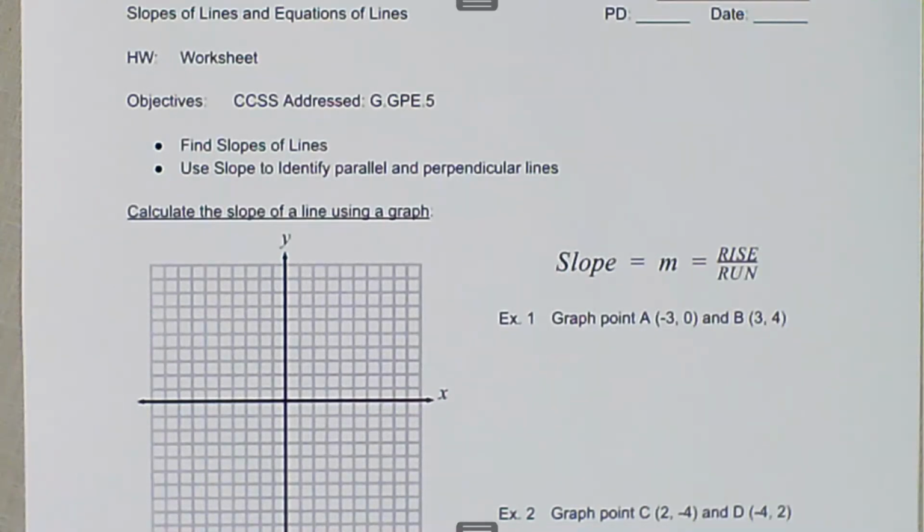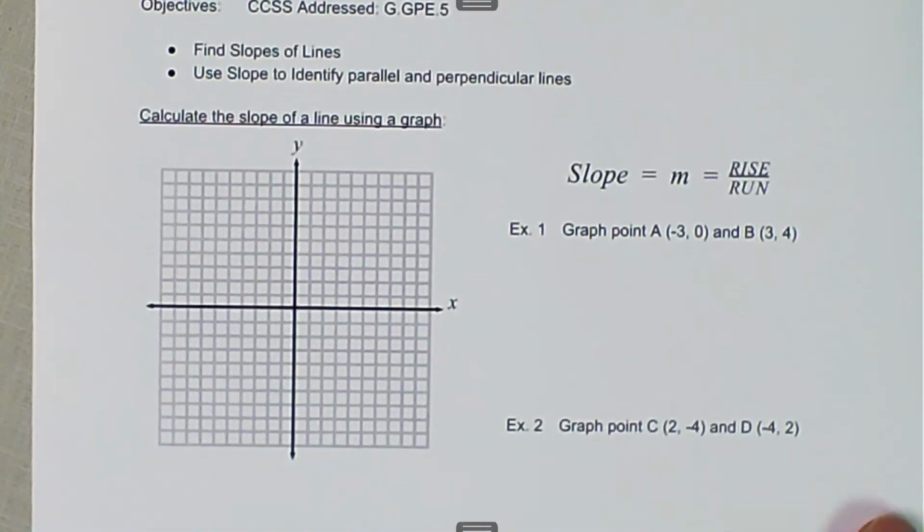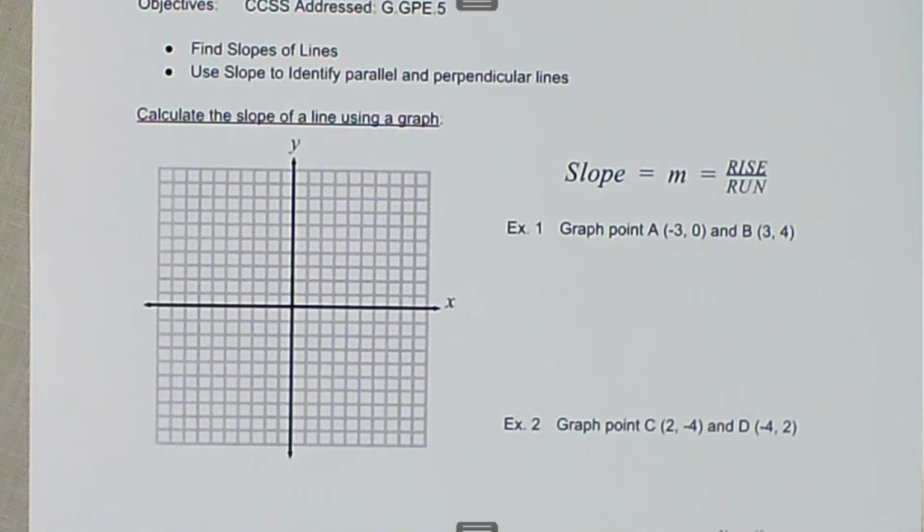We are talking about slopes of lines and equations of lines, and we want to find slopes of lines and use slopes to identify parallel and perpendicular lines. There's a couple different ways we can do it. The first way we're going to look at is calculate the slope of a line using a graph. And we have two examples that we can graph here.